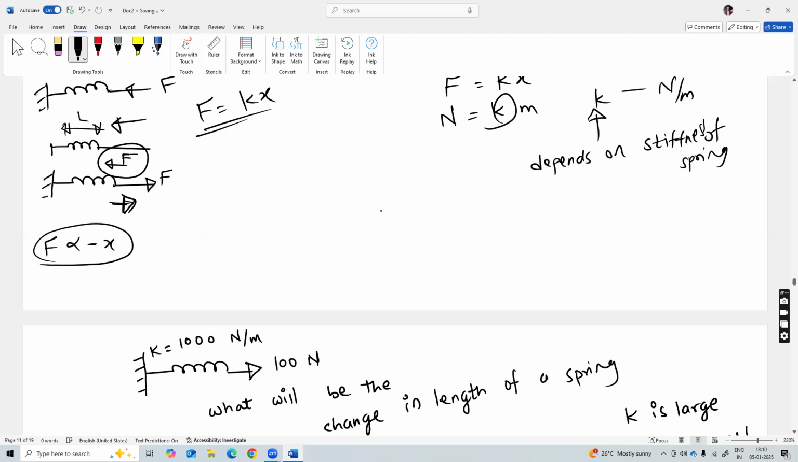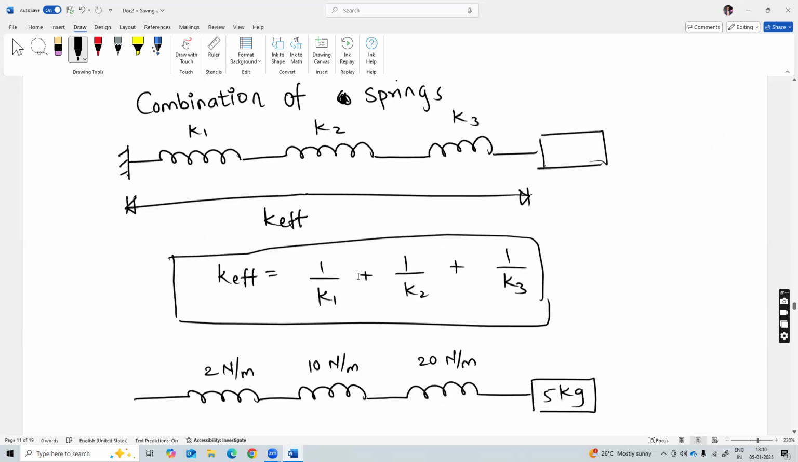However, in the case we have considered now, we don't use this minus sign, because we simply use the formula F equal to kx, where F is the force applied by us and x is the change in length. So you can simply put F as positive, whatever value was given, and it will remain positive at the end.